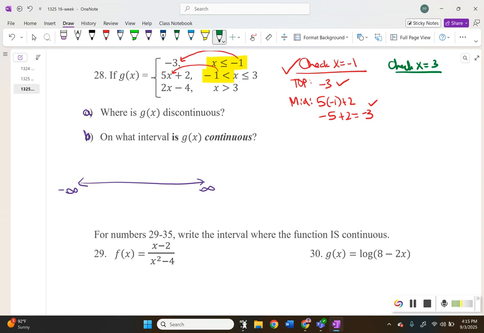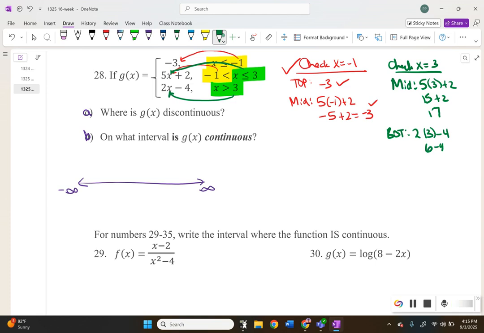So then I'm going to check x equals 3. So that means I'm going to check the middle and the bottom equation. So for the middle equation, if I put 3 in for x right here, I'm going to have 5 times 3 plus 2, which is 15 plus 2, which is 17. And then the bottom equation, if I put a 3 in, I'll have 2 times 3 minus 4, which is 6 minus 4, which is 2. 17 and 2 are not the same thing. So this function is not continuous at 3. So for part A, where is it discontinuous? It's discontinuous at x equals 3.